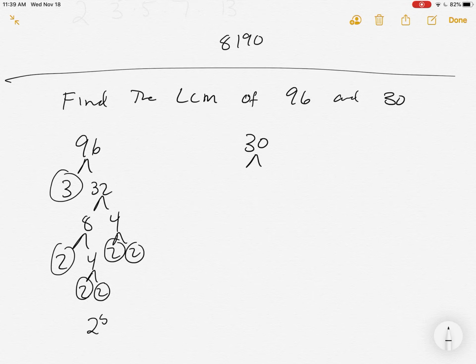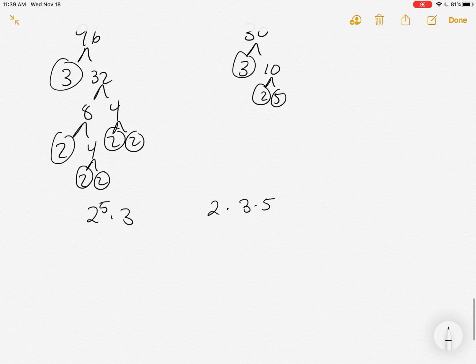We have five 2's for 96 and a 3. With 30, we have a 3 and a 10, and a 2 and a 5. So what do we have? We have a 2, a 3, and a 5. Now we're going to look at these and take every factor that we see. So I see a 2, a 3, and a 5.